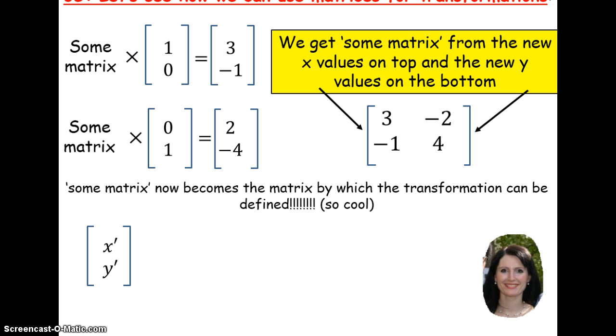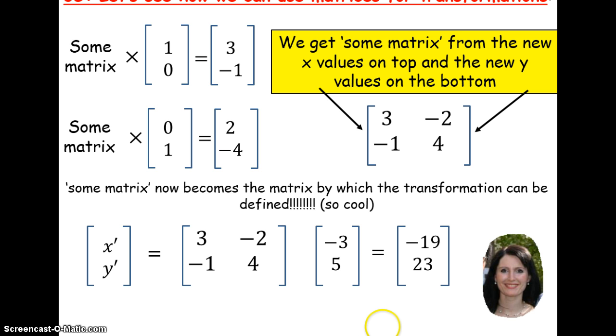Let's do it. So x image, y image of the point we're trying to find is going to equal the matrix that we found from our new x and y values, times the original point negative 3, 5, for which we're trying to find what it maps to. And we do row by column, so 3 times negative 3 is negative 9, plus negative 2 times 5 is negative 10. That gives us negative 19. Negative 1 times negative 3 is 3, plus 4 times 5 is 20, gives us 23.